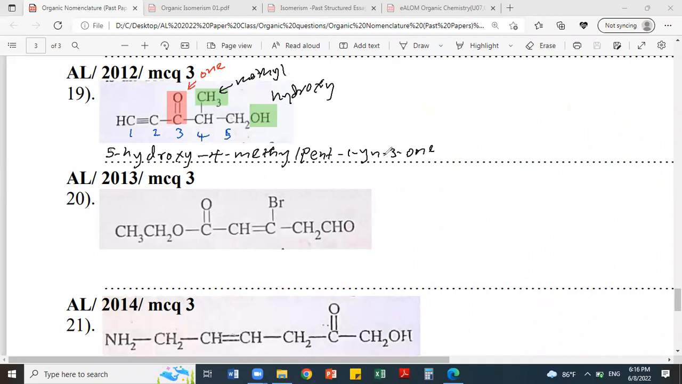Is that clear? So by looking at this name, you should be able to get that structure back. That's what it means. Okay, 5-hydroxy, 4-methyl, pent-1-yn-3-one.